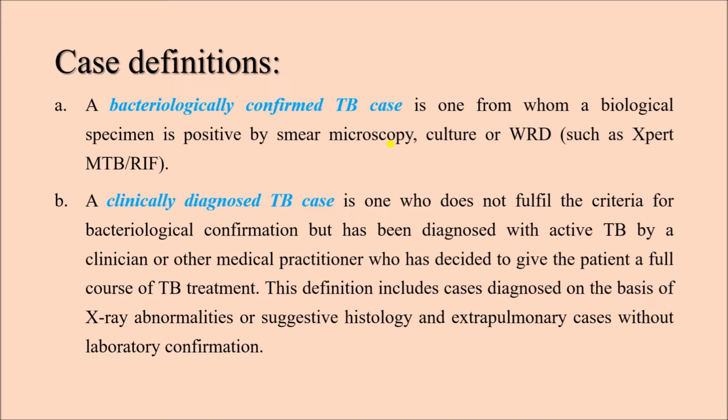Sometimes the criteria for bacteriologically confirmation is not fulfilled, but the clinician may diagnose the patient as a TB case based on certain criteria. So maybe some X-ray abnormalities are found which are suggestive of tuberculosis, or maybe if biopsy is taken from a particular sample, the histology is suggestive. Also, in case of extrapulmonary tuberculosis, certain investigations may be suggestive of tuberculosis. So in all these examples or cases, the person is not bacteriologically confirmed because we are not retrieving any bacteria or bacilli from the specimen. Rather, we are making this diagnosis based on features or findings which are suggestive of tuberculosis. For example, X-ray or histology, etc. So these are known as clinically diagnosed TB case.